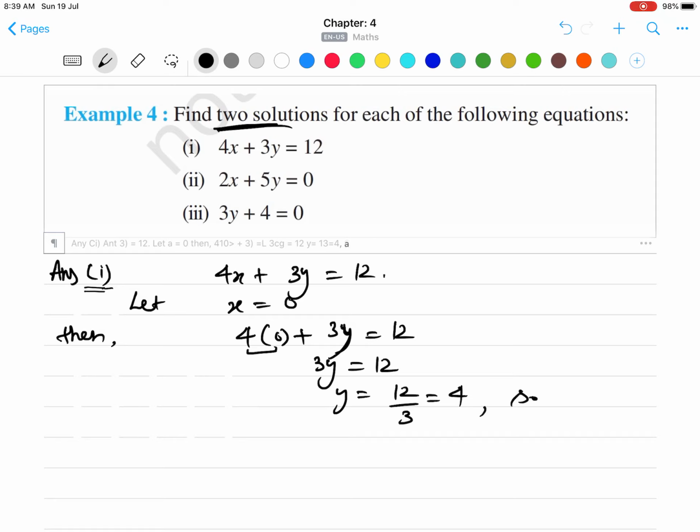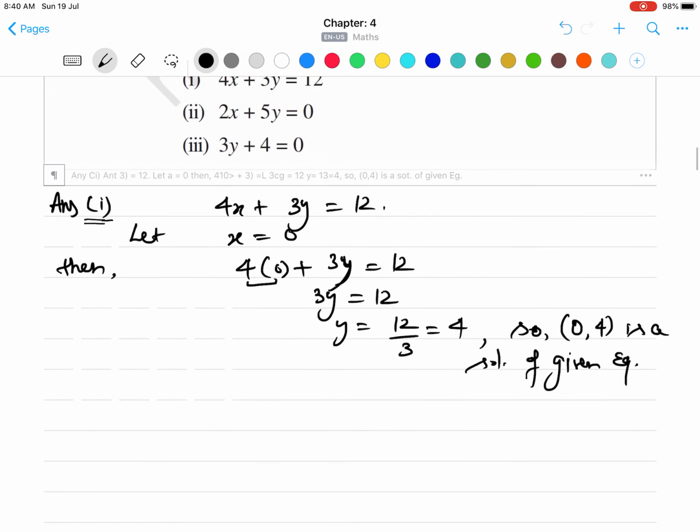0, 4. So the first value of x, then the value of y, is a solution of the given equation. Okay, now we'll find the second solution.